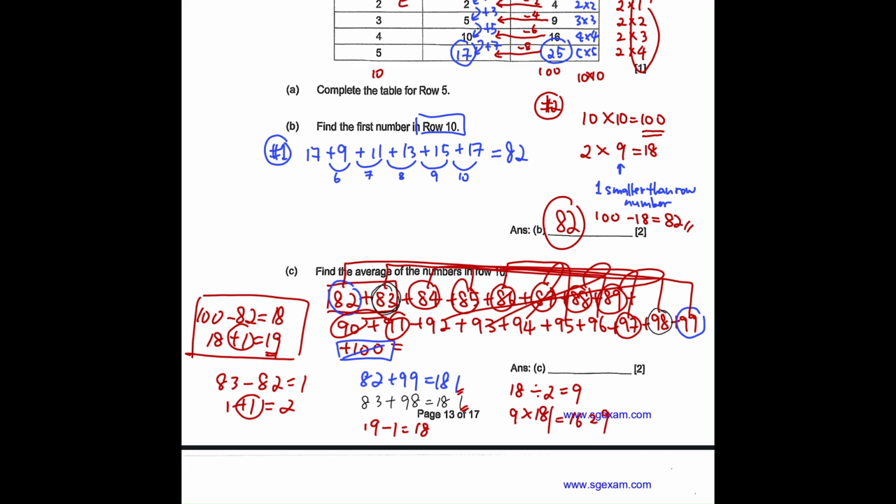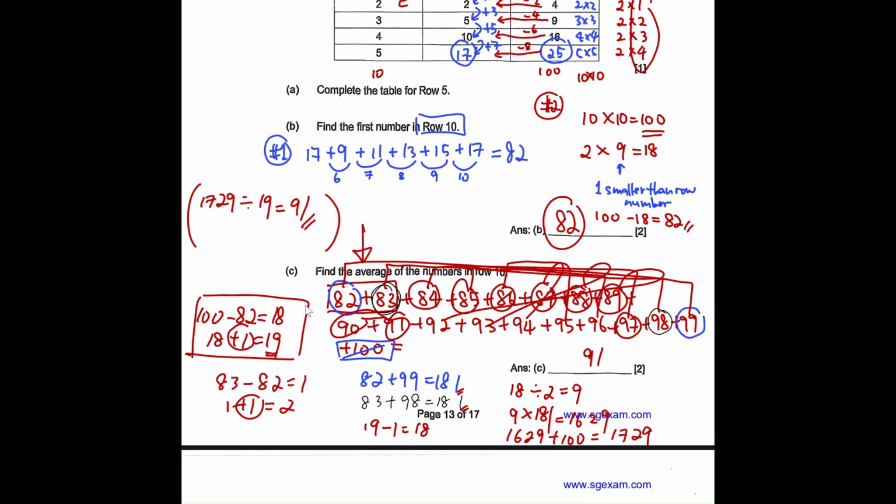All right, 1629, you have to add 100. 1729. That's not the final answer because the question is asking for average. So there are a total of 19 numbers, remember. Sorry, I'm running out of space over here, so I'll just write over here. The total of all the numbers is 1729, and there are a total of 19 numbers, so the average would be 91.